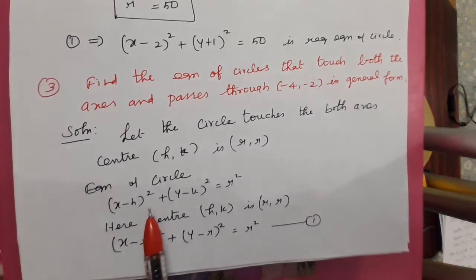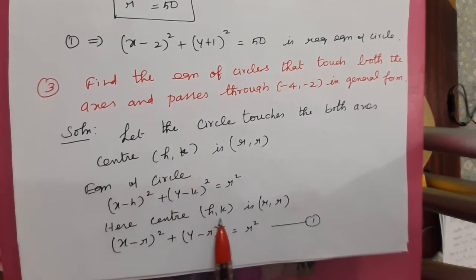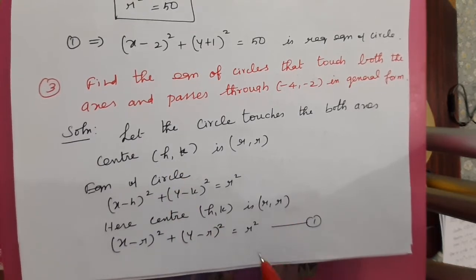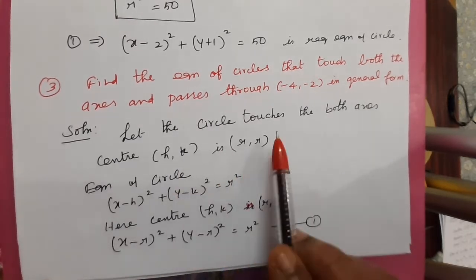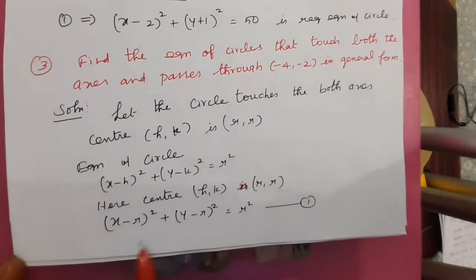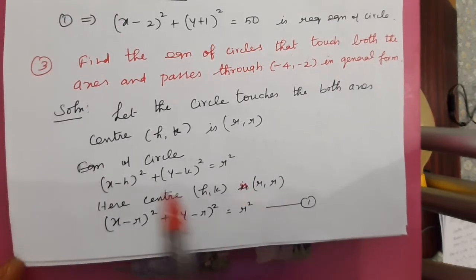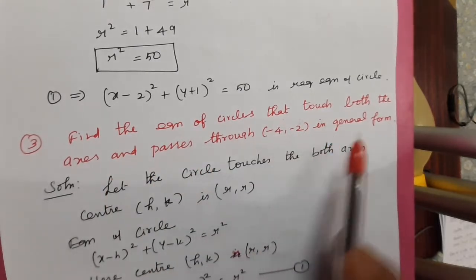(x − h)² + (y − k)² = r². Here the center is h, k and the radius is r. Let the circle touch both the axes, so h, k is r, r. The question is: find the equation of the circle that touches both the axes and passes through the point, in general form.